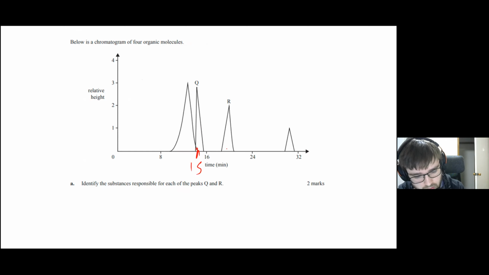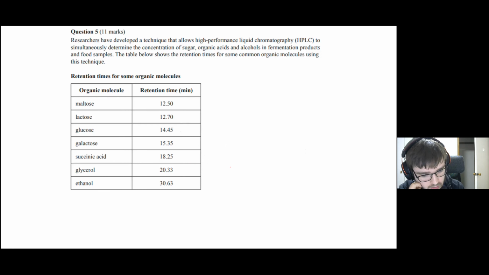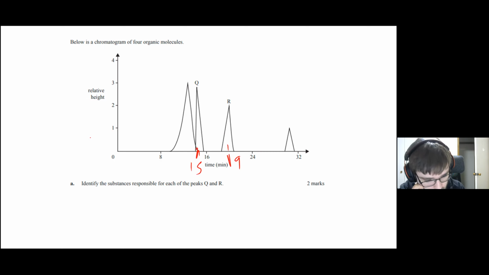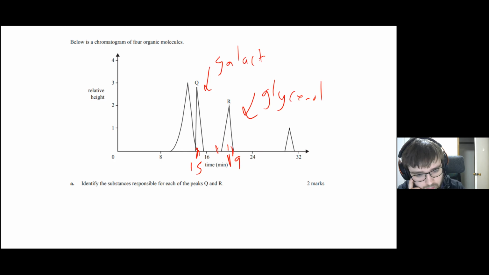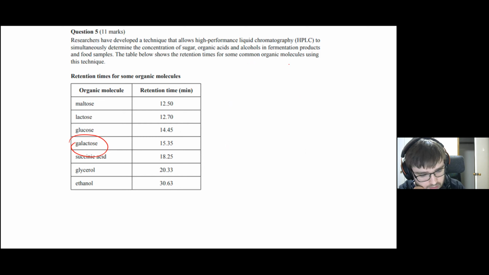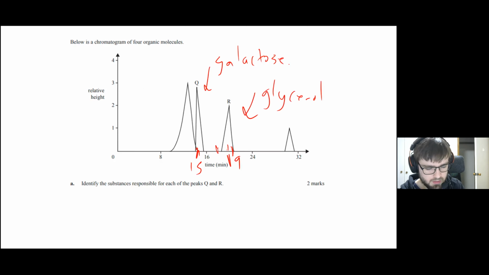So Q is at about 15. R is at about, what's like 18 or 19, maybe. So Q is probably galactose, and R here is, if we say 20 is about there, you could probably argue about which one it is, to be honest. I think it's probably, well, 18's there, so this one's probably closer to glycerol. R is probably glycerol. And the other one is galactose, Q is galactose. It'd be nicer if they had some succinic acid in there as well to try and distinguish between them, or at least some better axis labels.